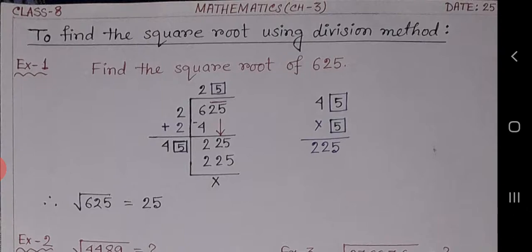In the next step, we shall bring down the second pair of digits. The second pair of digits is 25. Our next step is to find the unknown number to fill the box. Here you can see the unknown number is 5. So the square root of 625 is 25.